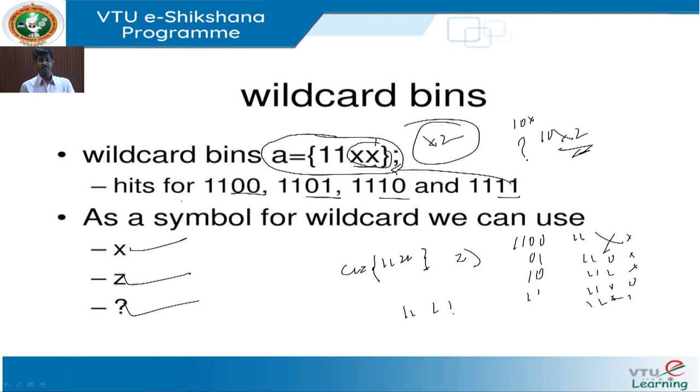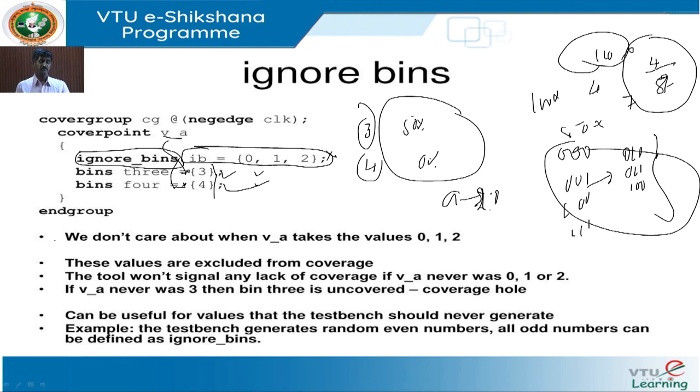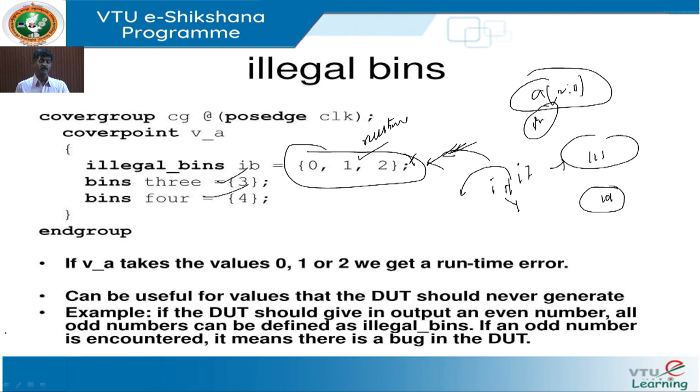Then the wildcard bins, so we can use the four state values x and z, which need to be considered: 0 0, 0 1, 1 0 and 1 1. So ignore bins and illegal bins. Ignore bins means we don't care about that value occurrence, we are not considering it, we are not storing it. We also explained how the coverage analysis will be done for the value based. And then we go for illegal bins. Whenever these values occur, we will get runtime errors.